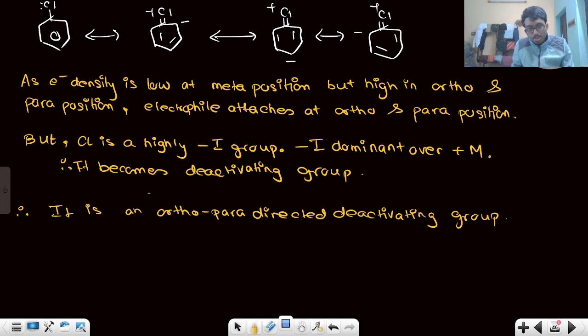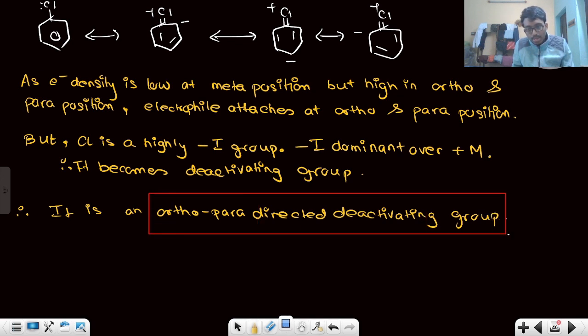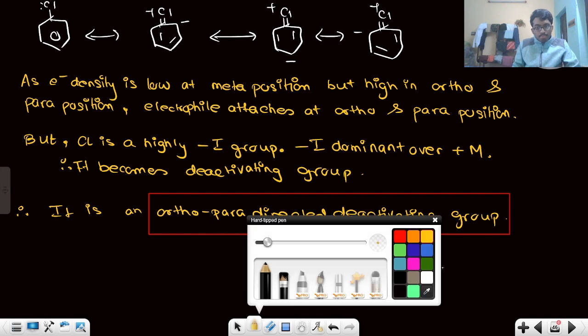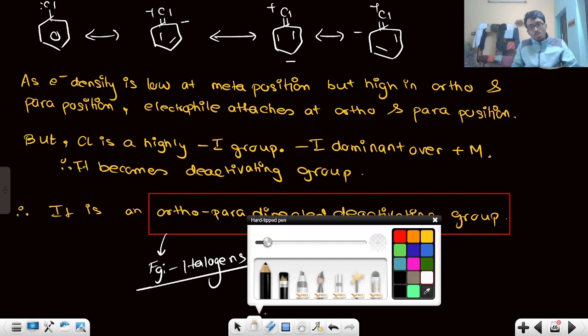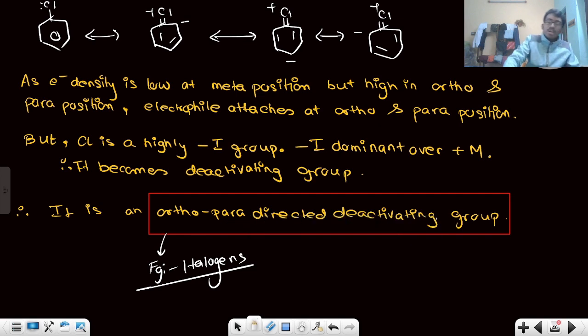Very important. This space is very important. Ortho-para directed activating group and deactivating group. Meta directed, always deactivating groups are only at meta. Meta directed activating group you will not get. If it is meta directed, it is deactivating. Clear? So example of this is only halogens. Clear or not clear? Okay, so this was the end of our hydrocarbon.